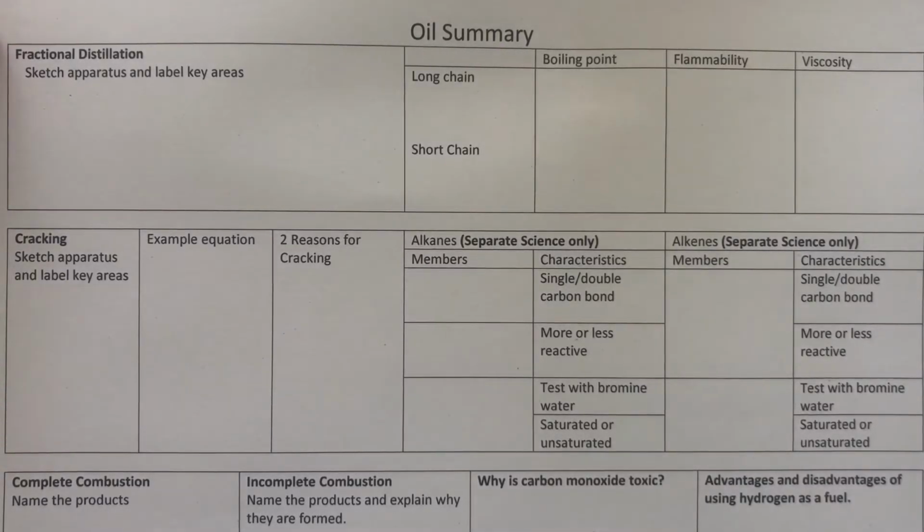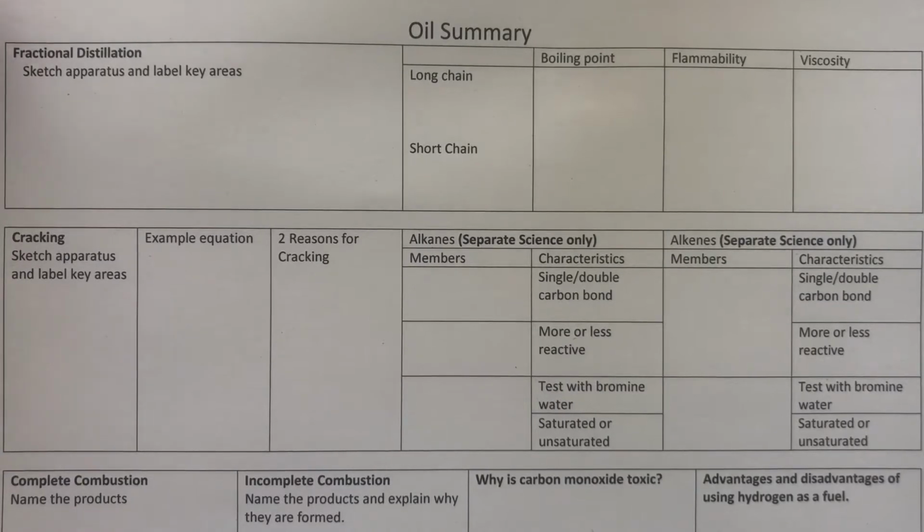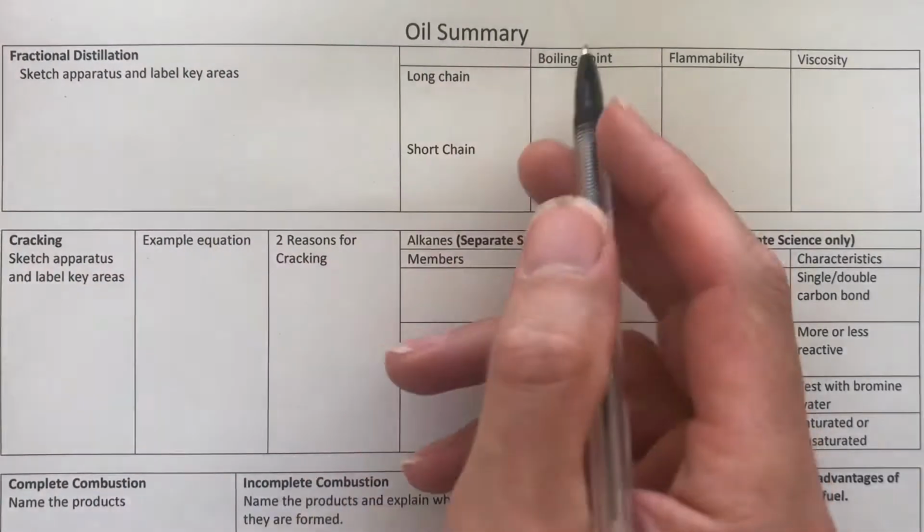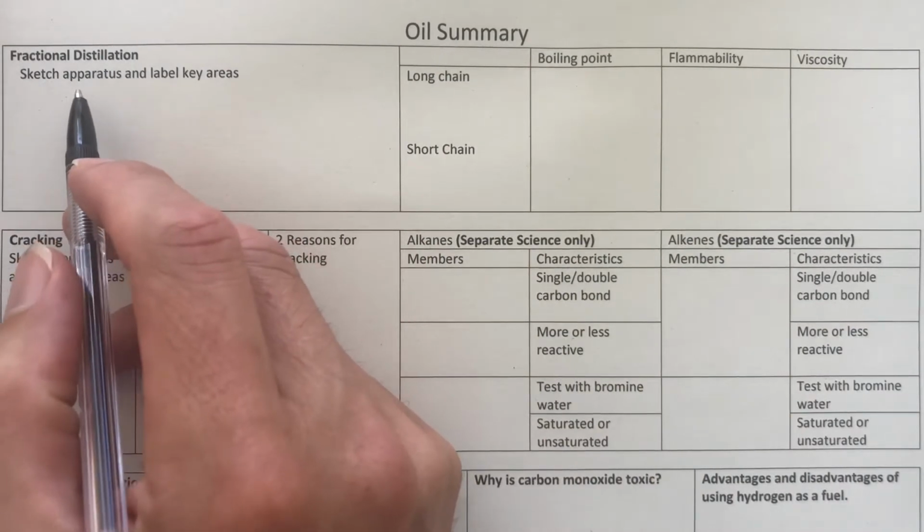So we've got our oil summary page in our workbook here. I quite like these summary pages because they capture what we've covered in several lessons onto one page. Now, of course, it's impossible to get all that level of detail in, but it allows hopefully you to see how the lessons link together, and they're a really good place to start your revision. These summaries. So starting at the very beginning, fractional distillation.